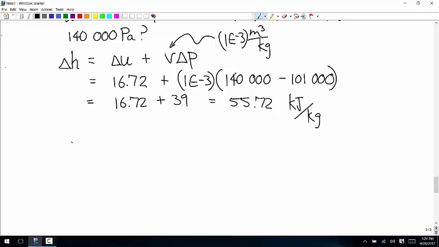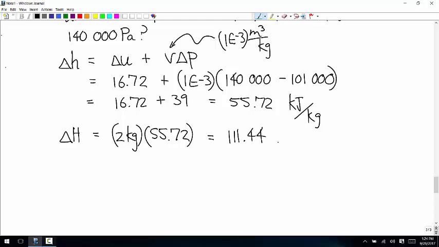And so now multiply that by 2 and you get the change in total enthalpy. So 2 kilograms times this, 111.44 kilojoules. Any questions about that?